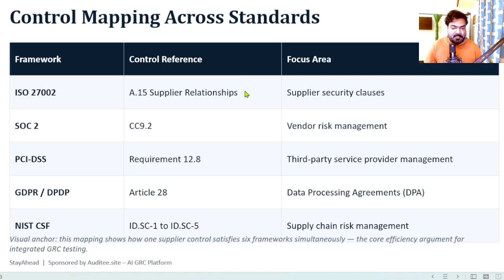So instead of testing this control 5 or 6 separate times, or in 5 or 6 separate audits, you test it once and map the same evidence across every framework. That's the whole point of an integrated GRC testing approach.